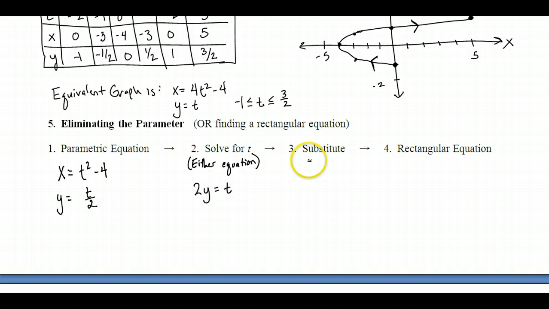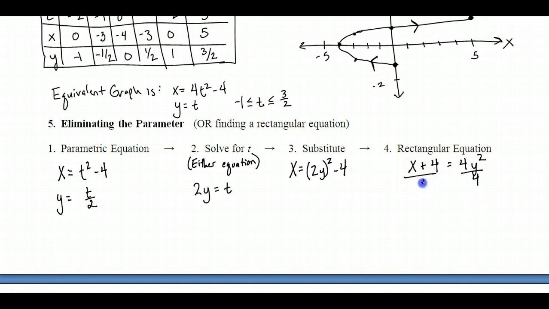Well, now I have to substitute this t value into the equation that I did not use. So substitute, you have to use the equation that you did not use in that step 2, which basically means I have to use the x equation. So x is equal to, instead of t, I want 2y, that's squared, minus 4. And now I just want to write the rectangular equation, and with rectangular equations, we usually write those in terms of y. So if we write this in terms of y, I'm going to make it x plus 4, so I added the 4 over to the left side. That's equal to 4y squared.